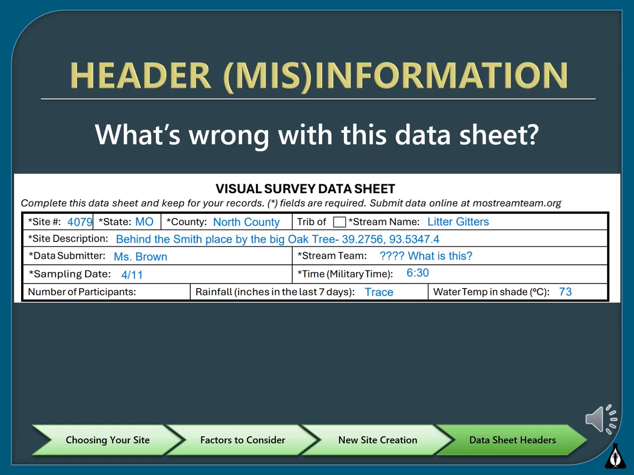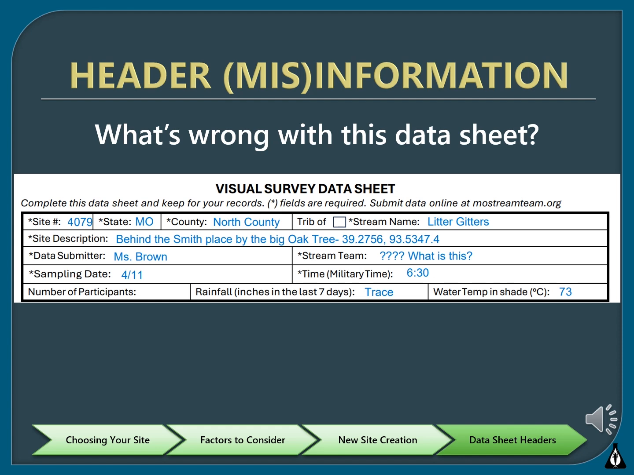When it comes to submitting your data, a lot of things can go wrong. It's okay to make mistakes, but here are some examples of common errors that we've found when folks are submitting data. For starters, the site number field. For this monitor, it's unlikely that they have over 4,000 sites, so this is probably their stream team number instead. For the county field, North County is a local name and only means something if you're from St. Louis. Be sure to use the actual county name where the site location is at. For the stream name, Litter Getters is probably this volunteer's stream team name, not the stream name.